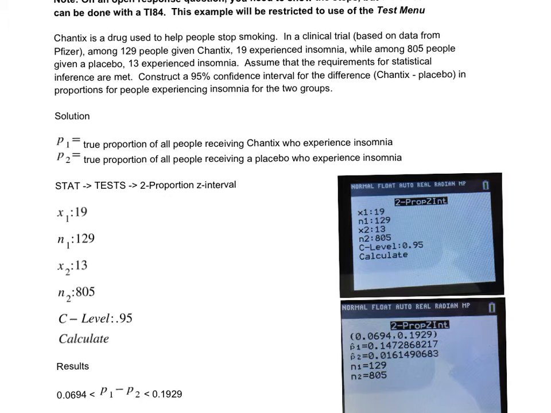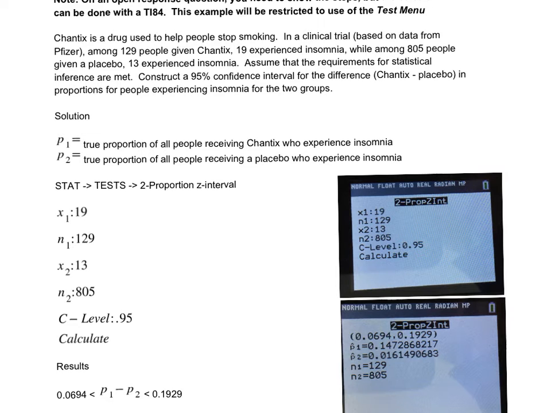Again, looking at those numbers, you might assume immediately that there's evidence that Chantix is having an effect on insomnia. It's a much smaller sample size, and the number of successes was greater. But we do need to perform some statistics on this to determine if it is significant or not. And in this case, we're going to establish a confidence interval at the level of 95% confident.